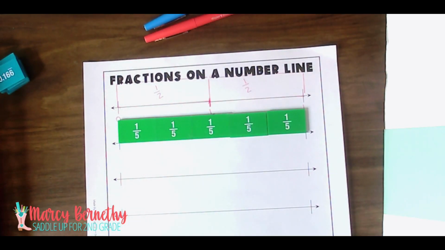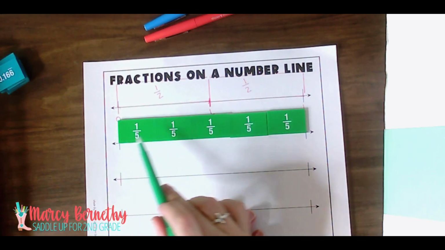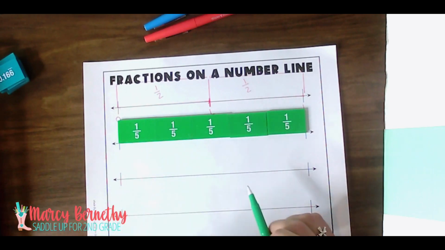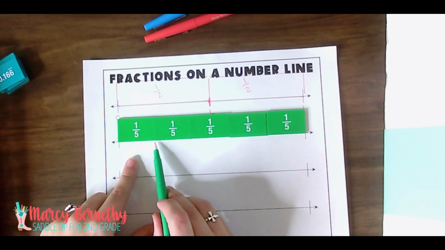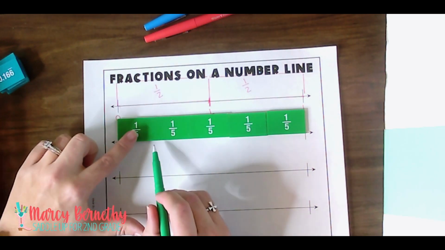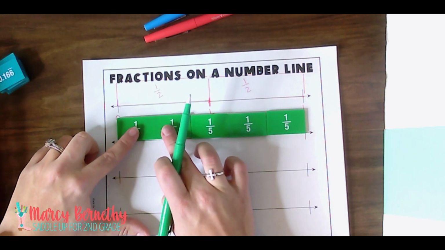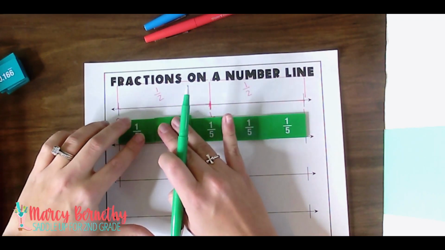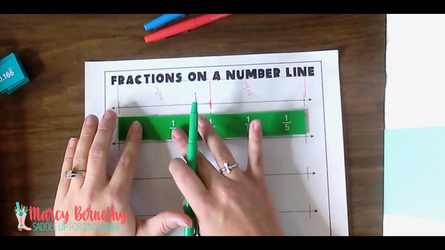Now, if you wanted, and this is going to depend on your grade level, you can have them trace each individual one. Or if you wanted, you could have them label their tick marks. To do this, they are just going to draw a line where each fraction bar connects. So maybe you have them do it just slightly above so they can see.